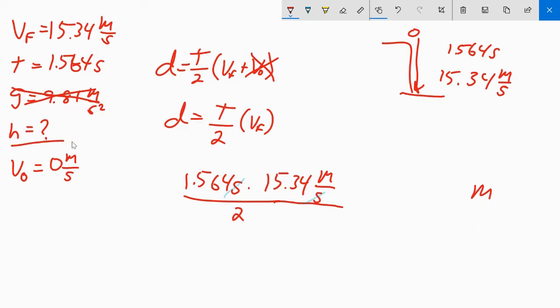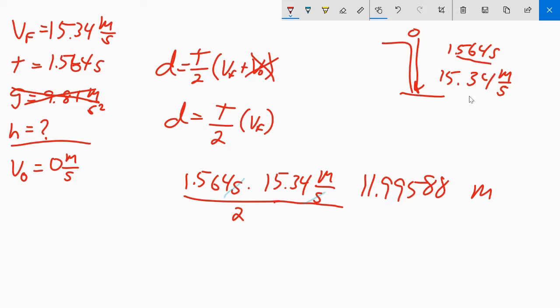Is that what we wanted? You bet. So we'll grab our little handy-dandy calculator, and let's see what pops up here. 1.564 times 15.34 divided by 2, and we get an answer of, oh, yuck, 11.99588 meters. But here comes the important question, what is our number of significant digits?